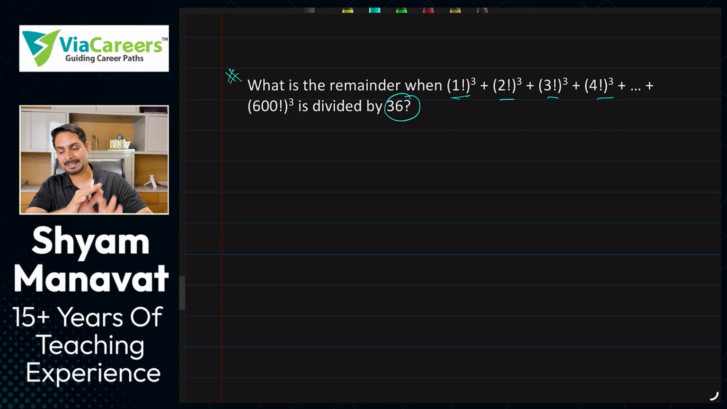Okay, so basically we got to check how many of these factorials have 36 or more than that. Or I should say other way around, how many of these factorials don't have 36? जिसमें 36 है वो तो डिविजिबल हो ही जाएगा, जो नहीं है उस पर फोकस करना है. Whatever factorial is divisible by 36, you are going to get remainder as 0.